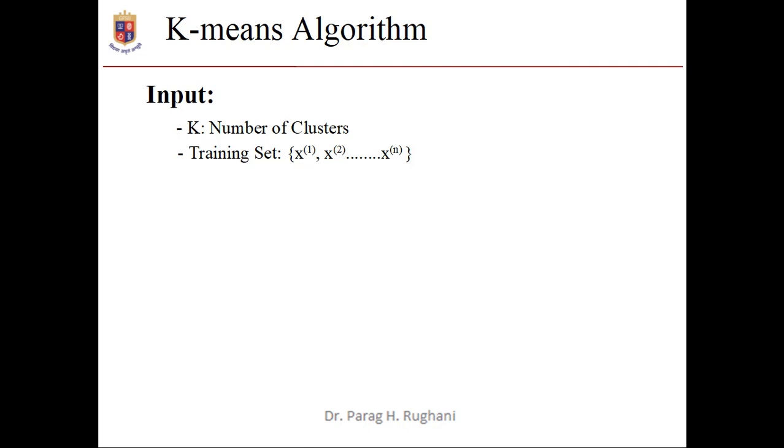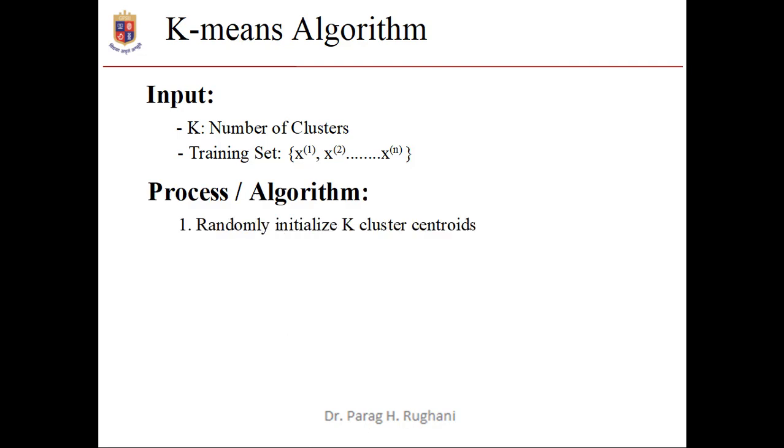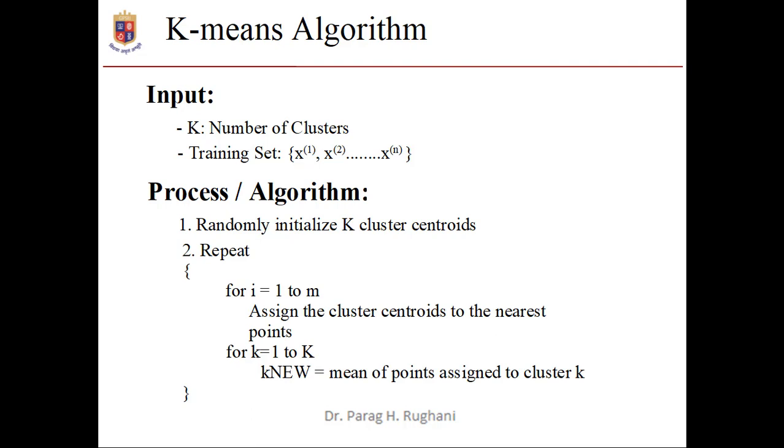After having these two inputs, for the process of the algorithm, we start with random k cluster centroids. So if you have two clusters, you have to initialize two cluster centroids. If you have three clusters, you have to initialize three cluster centroids, and if you have k clusters, you have to initialize k cluster centroids, and these are all randomly initialized cluster centroids. This is the reason why the k is used in the name of the algorithm. In the second step, we have to repeat the process until we reach the final clustering state.